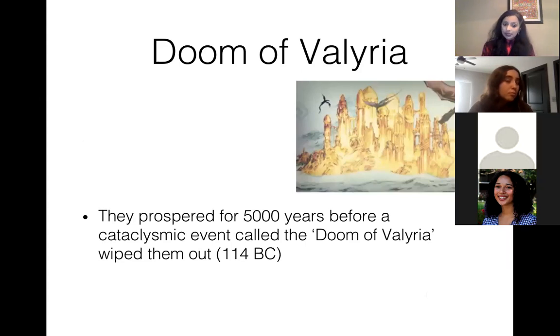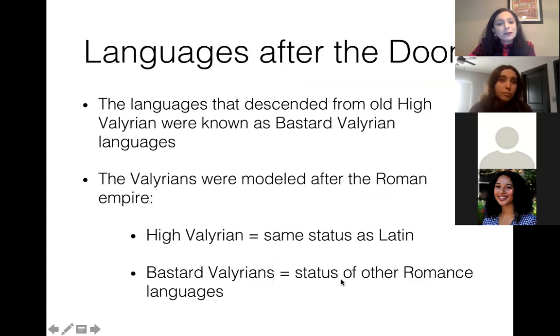They conquered a lot of lands, but there was an event called the Doom of Valyria, and the Valyrians were completely wiped out during this Doom of Valyria. It was kind of like the event that wiped out dinosaurs from Earth. It was very similar to that. It was a cataclysmic event, a catastrophic event. Now, after the Doom, the languages of Valyrian that survived were not the High Valyrian anymore, because many of the people who spoke High Valyrian died.